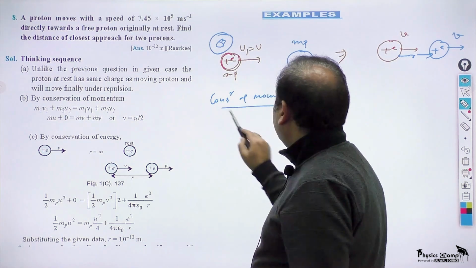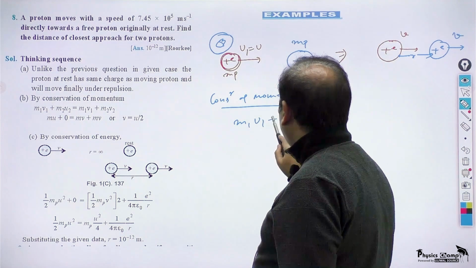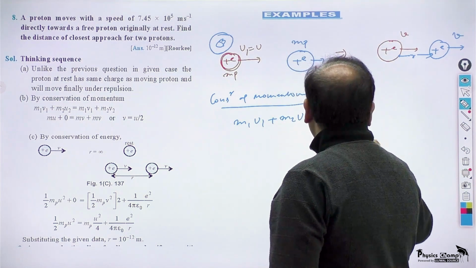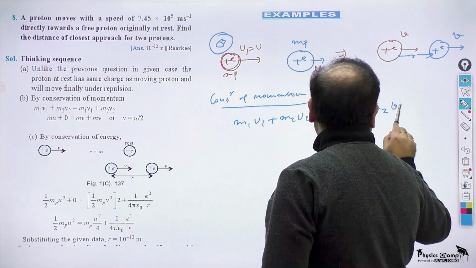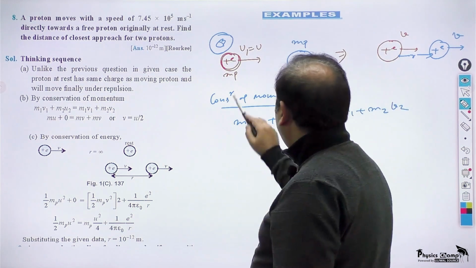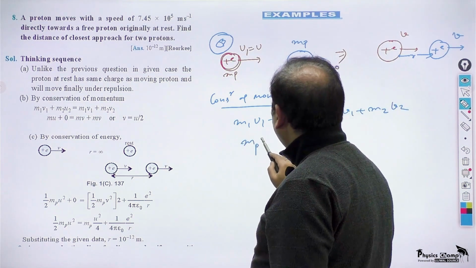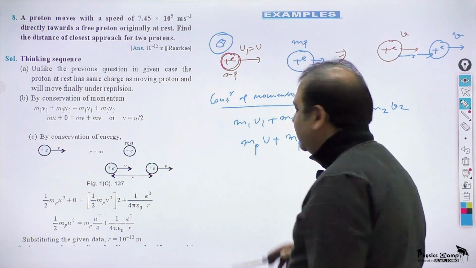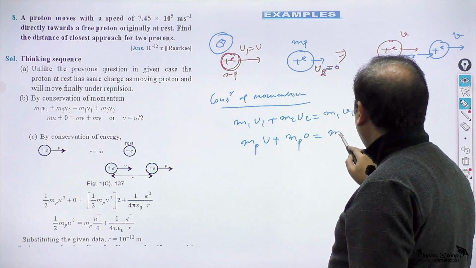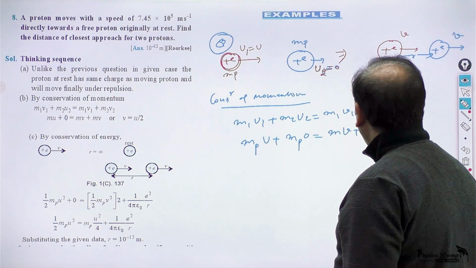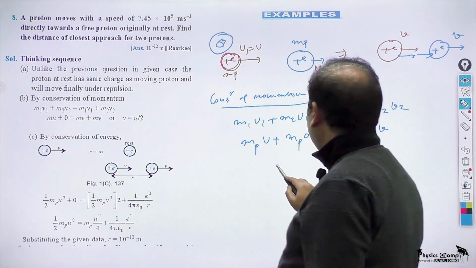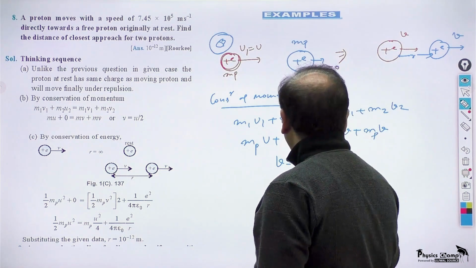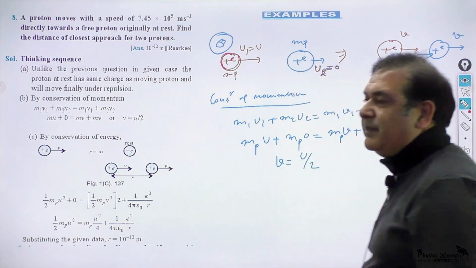You know, m1 u1 plus m2 u2 is equal to m1 v1 plus m2 v2. Now m1 is mp, u1 was u, m2 was mp, but its velocity was 0. Later the first m is moving with the velocity v, the second m is also moving with the velocity v. So the common velocity will be u by 2 for both of them.